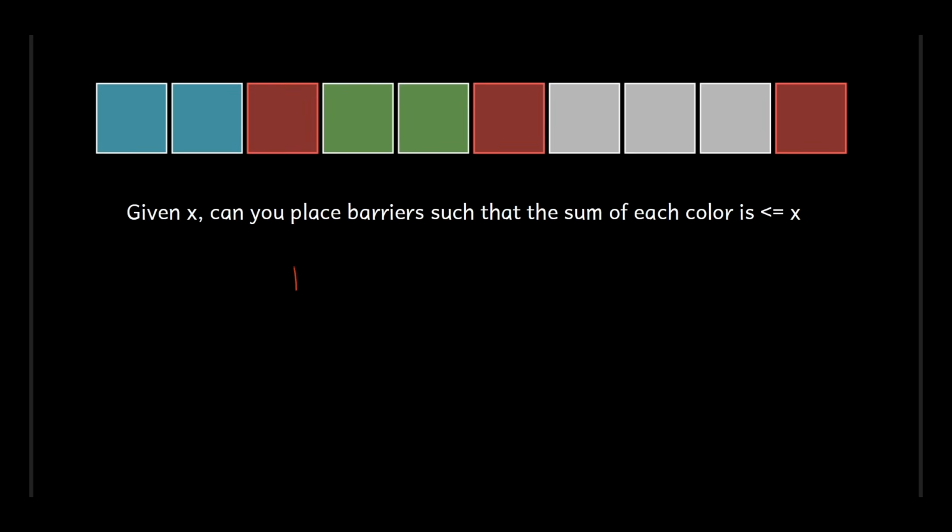Now suppose you have this array, and suppose you know whether the answer to this problem is yes or no. Like can you place everything where the sum of each element is less than or equal to x? Now you ask yourself, if I know the answer to this problem for this array, what will happen if I append a new element to this array? You try to answer this question: what happens when you append just one element to the array.